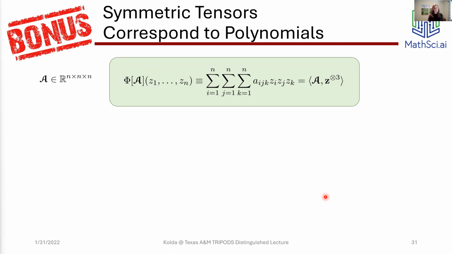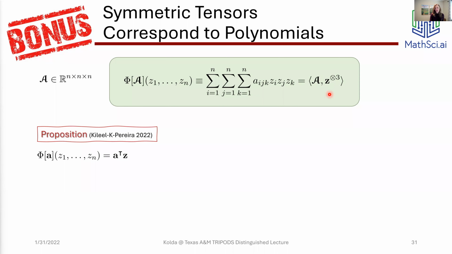And so what do I mean? For every tensor A, and I'll just do a three-way case here, I can define a polynomial psi that depends on A, of n variables z1 through zn, that is simply defined as the summation of a_ijk times z_i, z_j, z_k. You could also write that, if you treat these z's as a vector, as just the dot product of A and the third outer product of z. So we can define these polynomials, and they have some cool properties.